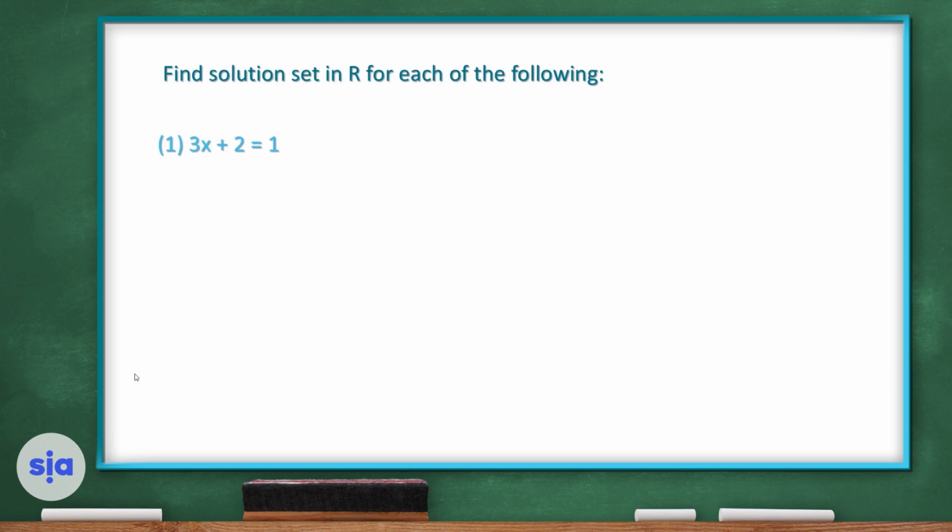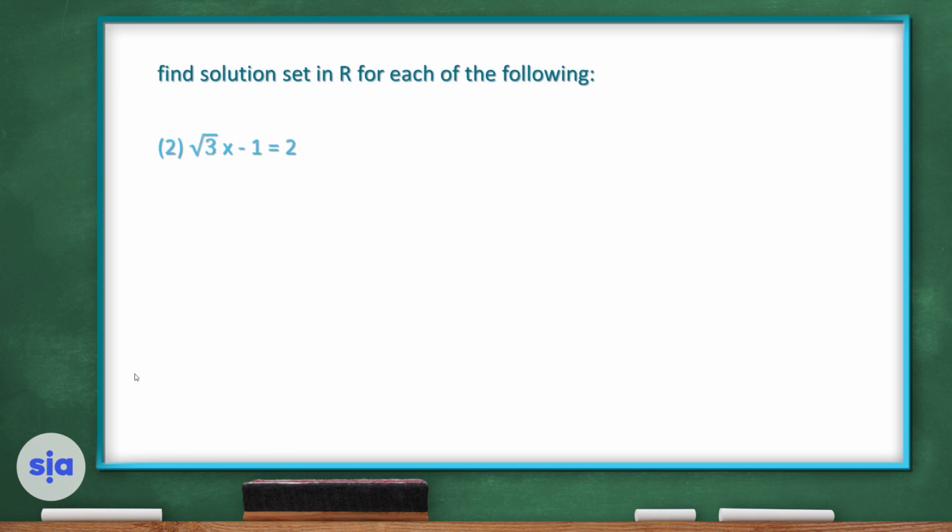So, to solve this one, we need to move the 2 to the other side. So it will be 3x equals 1 minus 2, which is negative 1. So 3x equals negative 1, then x equals negative 1 over 3. So the solution set is negative 1 over 3.